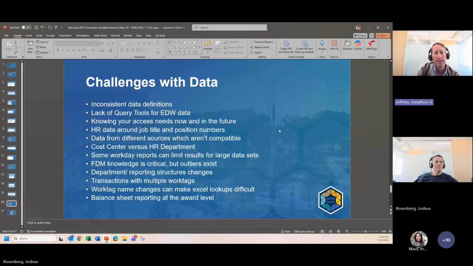HR data. That's a sticking point. There's probably an expert on this call. I think there's a presentation later by some of those experts. But for me, I get a little stuck when I'm asked to pull effort data or HR data around job title and position number. The same employee may have 3 or 4 job titles during a year. A lot of times our students will have 2 job titles at the same time.